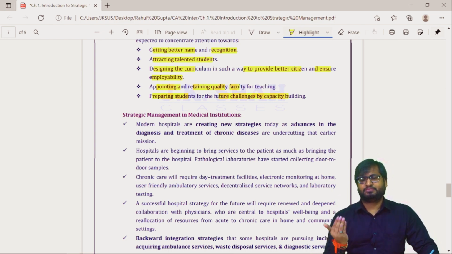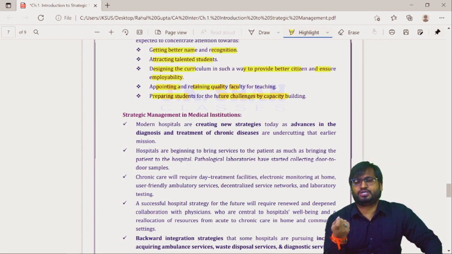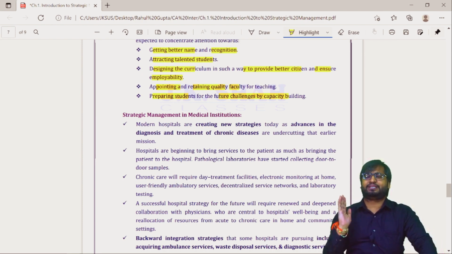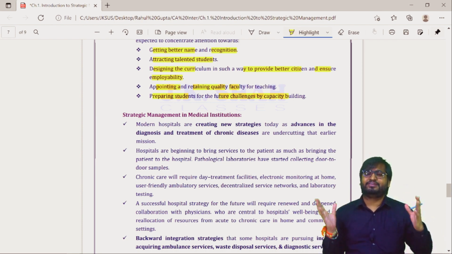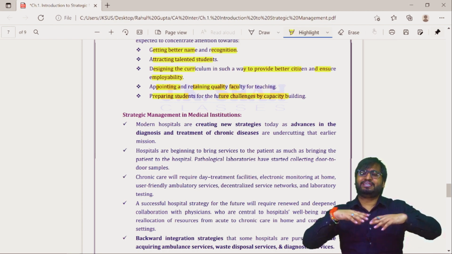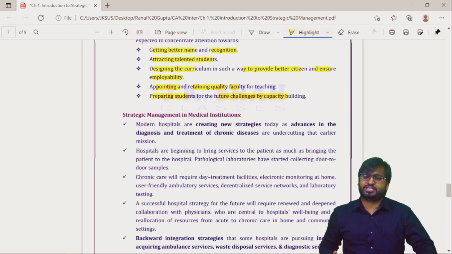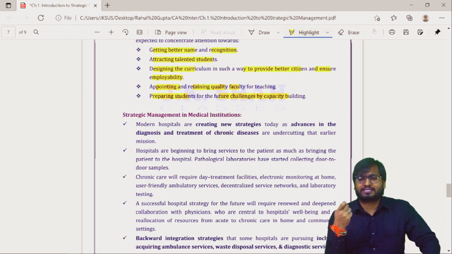In earlier times, we used to go to hospitals. Now hospitals come to us. We used to go to pathological laboratories to get our blood tested. Now the pathological lab comes to us and takes our blood samples. Right? So these are the changes. With the introduction of computers and the internet, the entire way of doing business in medical institutions has also changed. People do online research.